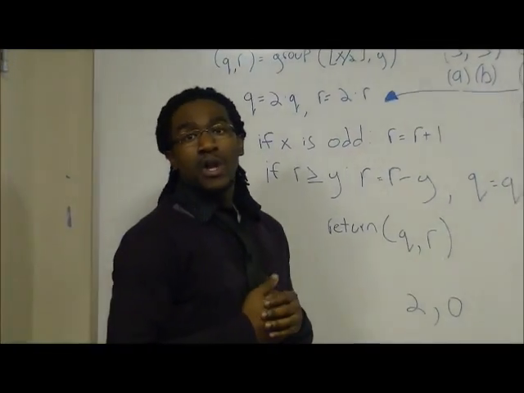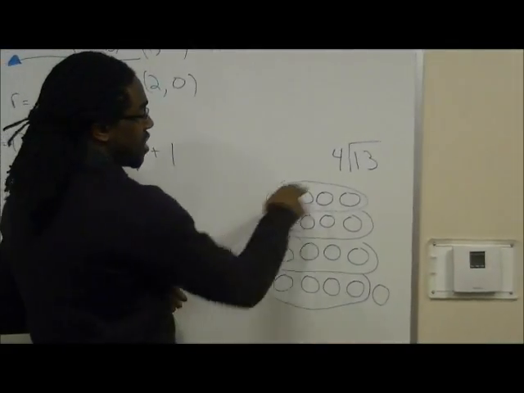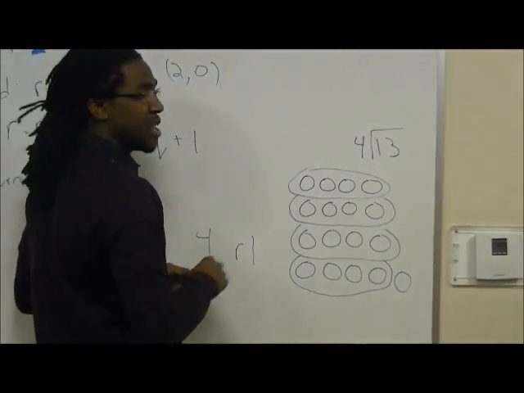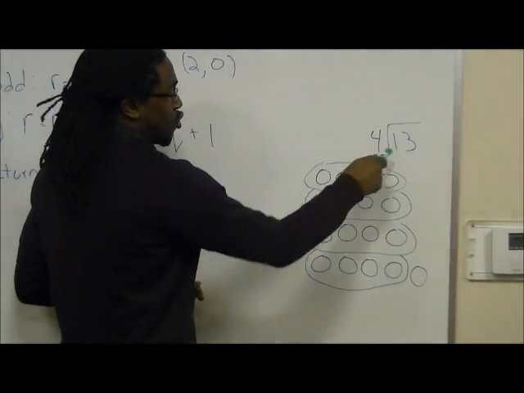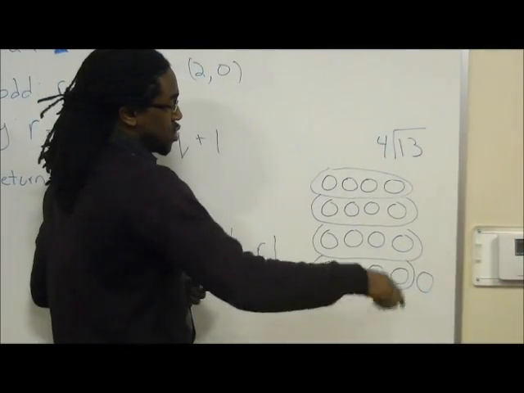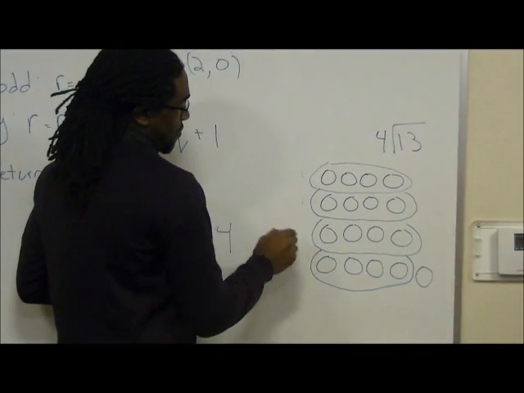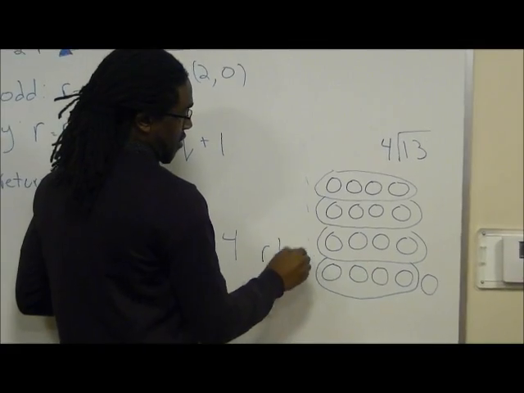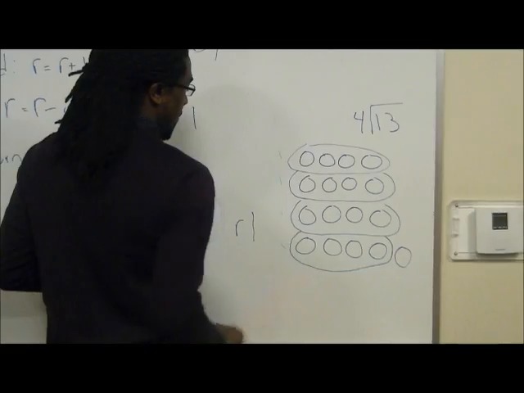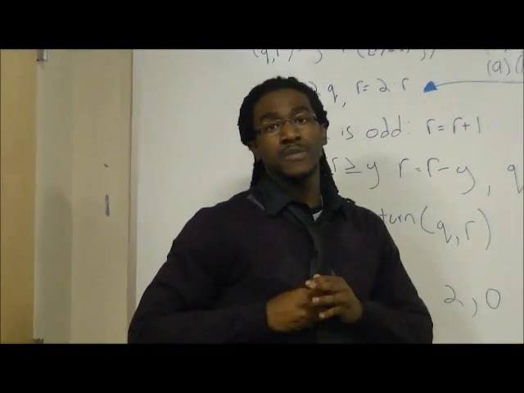I will now go into a more in-depth visual example of how to apply Euclidean division. Here I have a bag of 13 marbles. Let's say I'm doing 13 divided by 4. I will group my marbles into groups of 4 until I can no longer have a complete group. So here I have one group of 4, 2 groups of 4, 3 groups of 4, 4 groups of 4. So it's 4 groups of 4, and I have one left over, which is my remainder. This is how the Euclidean division algorithm is applied.